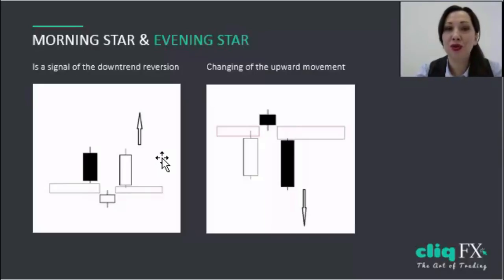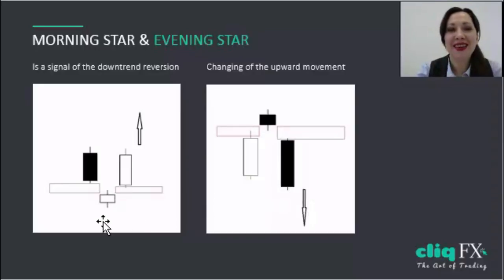So star, as DOJI, has different variations. The star has a very small real body, and it doesn't matter which color it is. As in morning star and evening star, it doesn't matter if it's sell or buy. If it's buy, the stronger the signal. If it's sell, the stronger the signal.